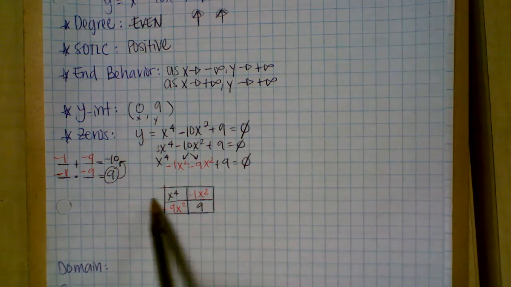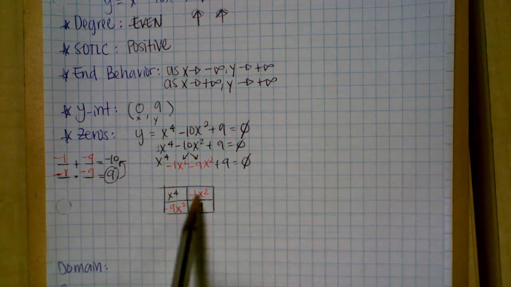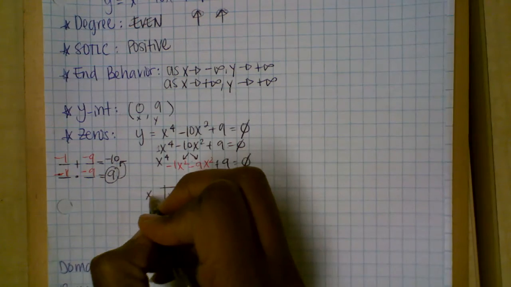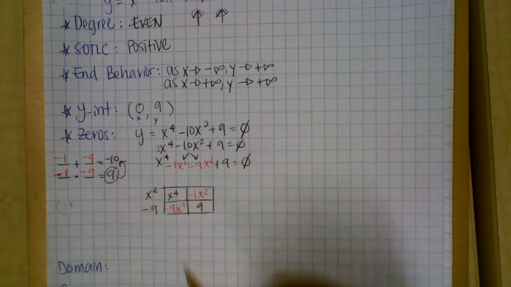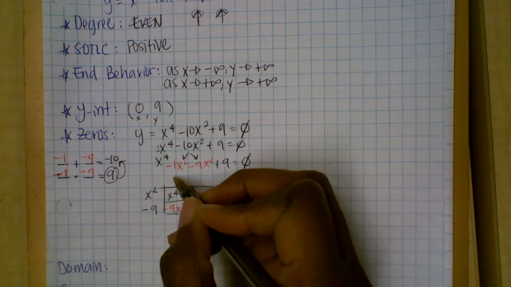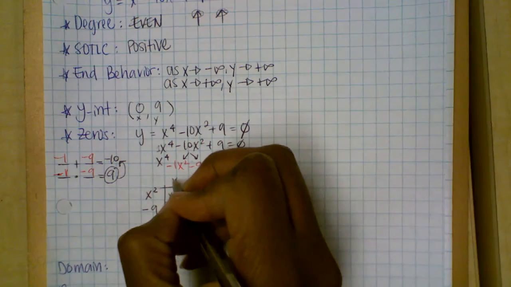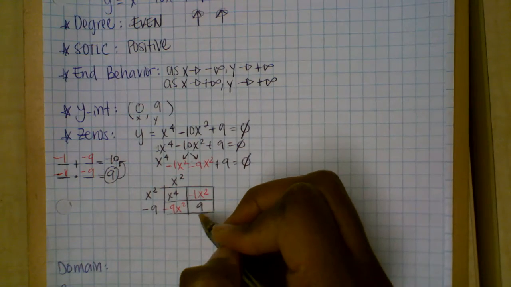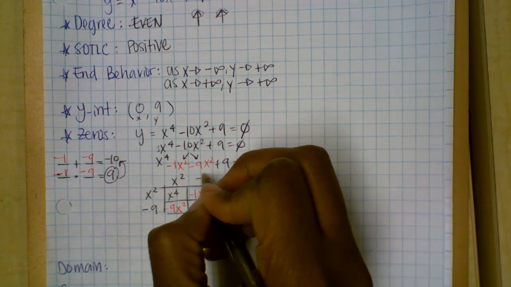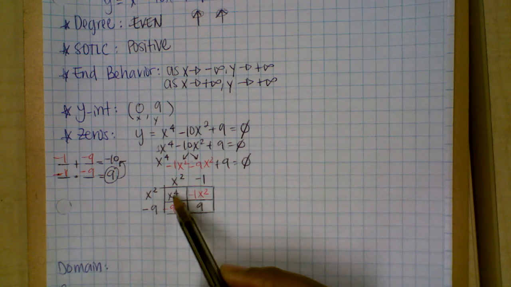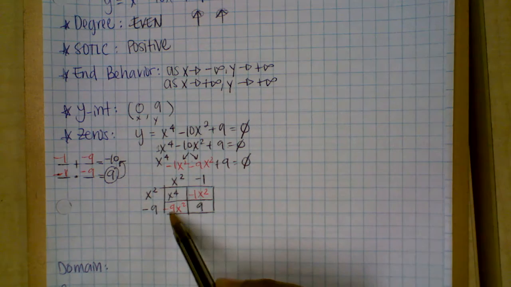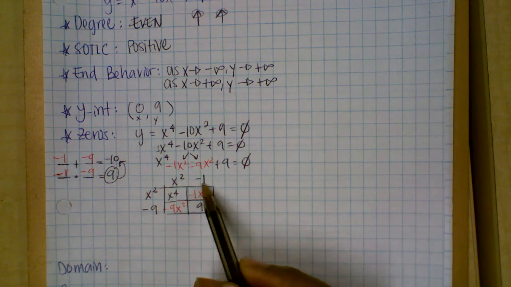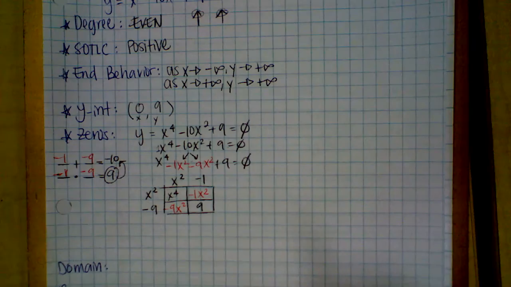So now you're going to factor out each row. So here, the greatest common factor is going to be x squared. The second row is going to be -9. Right here, the greatest common factor for the first column is x squared. The second column is going to be -1. So let's check: x squared times x squared is x to the 4th power. X squared times -1 is -1x squared, check. -9 times x squared is -9x squared. -9 times -1 is +9, okay?